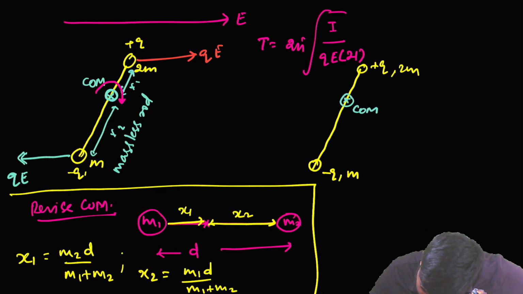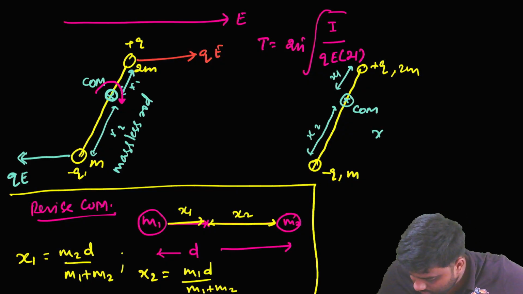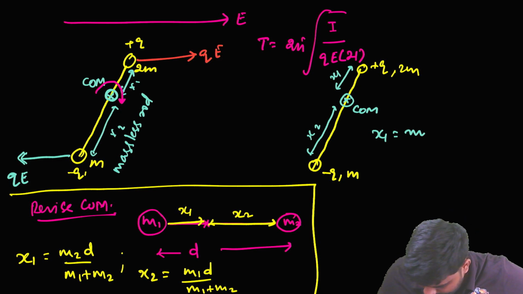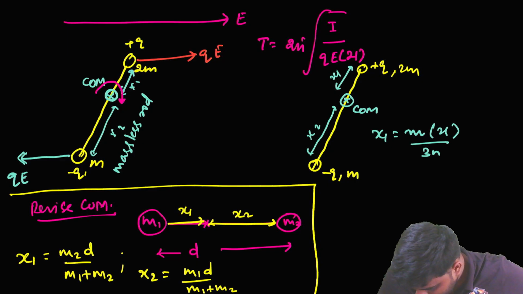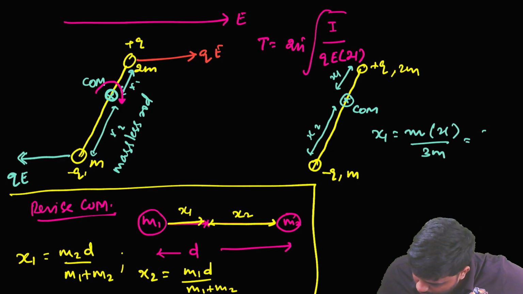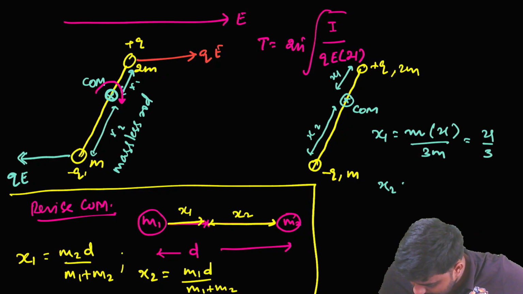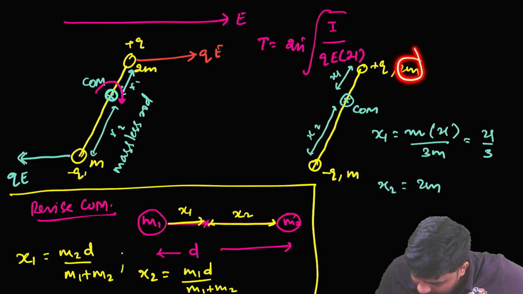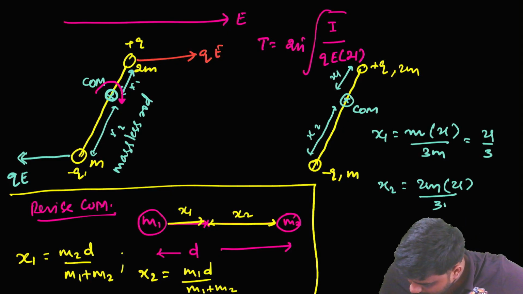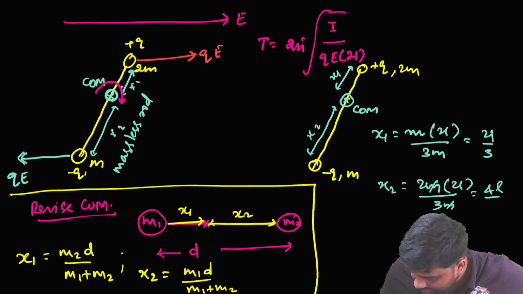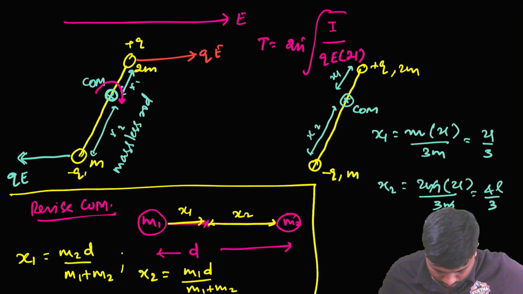I will say this is your x1, this is your x2. So x1 is given by m times 2l upon 3m, that comes out to be 2l by 3. x2 is equal to 2m times total length 2l upon 3m. That comes out to be 4l by 3.